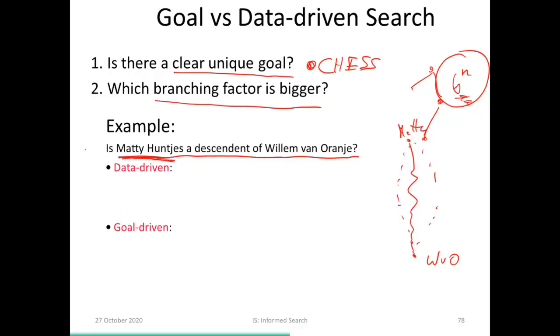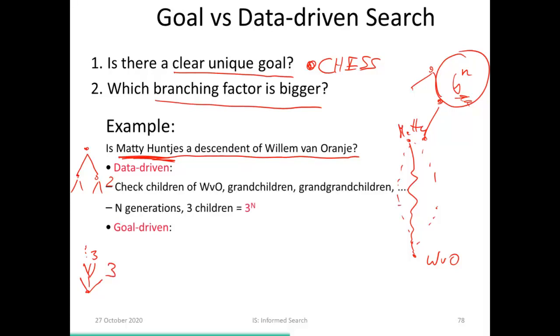So what is the branching factor if we do data-driven, so from Matti Hüntjes? Then what does it mean? It means if we look for a successor, so someone who lived before, one of his ancestors, then we have to check for his parents. So this would be the mother, this would be the father, and then we look at the mother and so forth. So basically we have a branching factor if we do data-driven of 2. And historically it has been shown that someone like Willem von Oranje had on average 3 surviving children over the generations. So here we have a branching factor of 3.